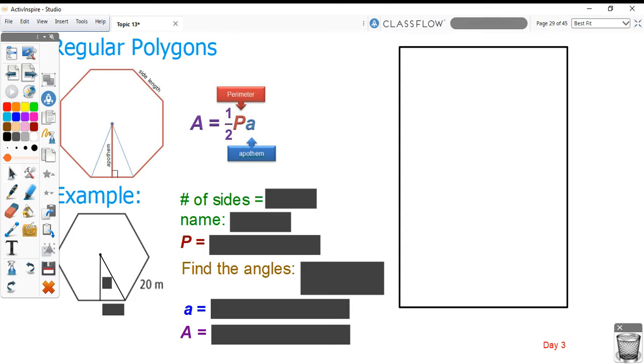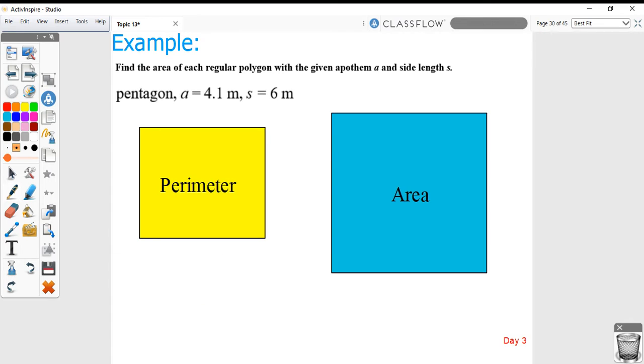Moving on now to finding the area of polygons, okay? Our formula is that the area equals 1/2 times the perimeter times the apothem length, okay? Now there are some problems where you are going to have to find the apothem length. That's what this is on this slide. We're actually going to skip ahead to our next ones where it's a little bit easier to calculate, and then we'll come back around to this, okay?